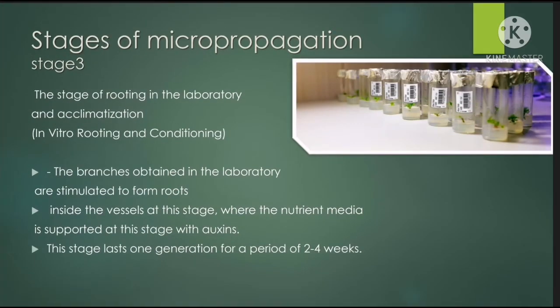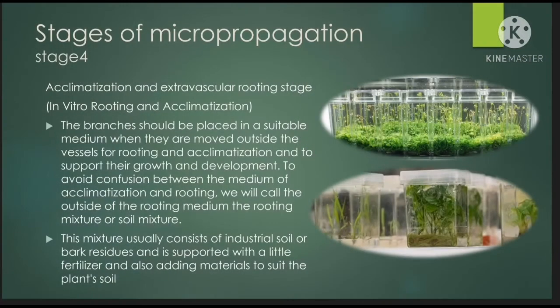Stage 3. The stage of rooting in the laboratory. This stage lasts 1 generation for a period of 2 to 4 weeks. Stage 4. Acclimatization and extravascular rooting stage. Branches should be placed in a suitable medium when they are moved outside the vessels for rooting and acclimatization, to support their growth and development.